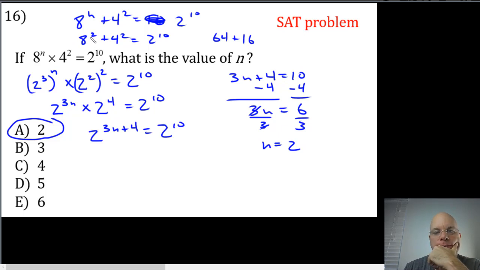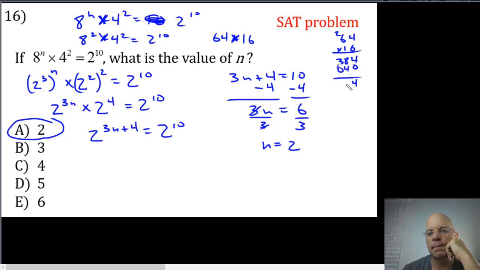8 to the second power is 64. Oh, you may have seen this long before I did. This is not 8 to the n plus 4 squared, it's 8 to the n times 4 squared. So it's not 64 plus 16, it's 64 times 16, which would be $1024. So 2 to the 10th should equal 1024.